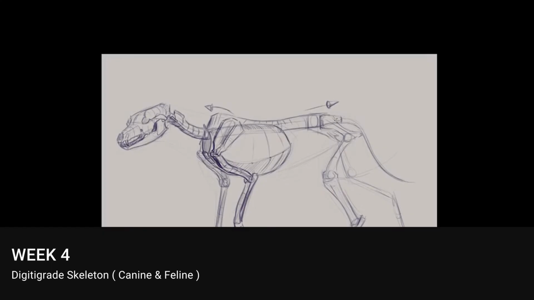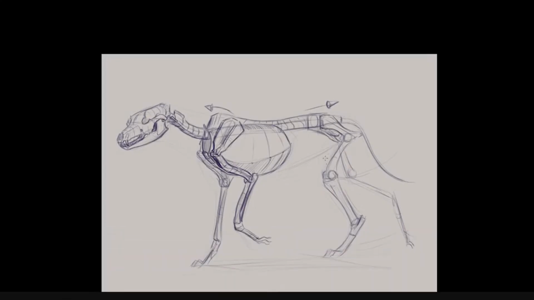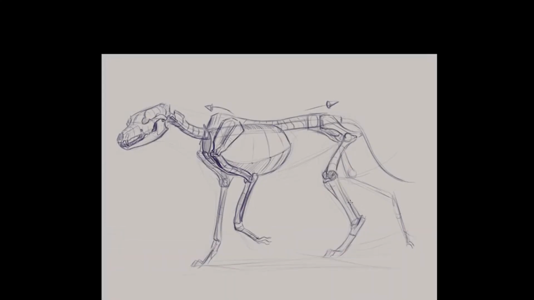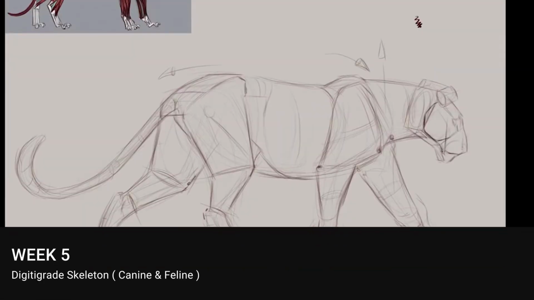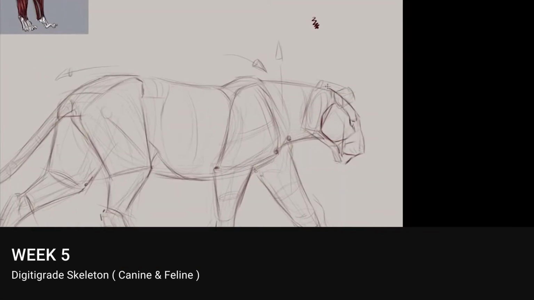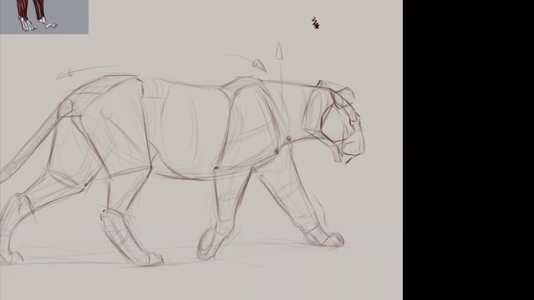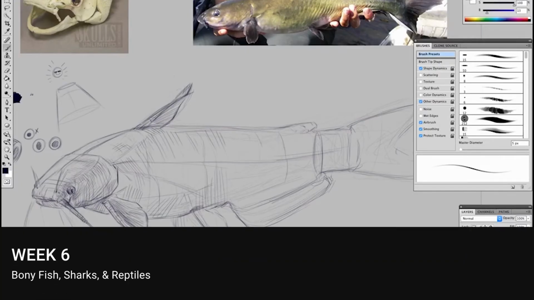Week 4. You will learn how to draw the Digitigrade skeleton of canines and felines, breaking down the forms into simple shapes. Week 5. Digitigrade construction shapes and muscles of canine and feline, understanding the construction of basic shapes and muscle structures within them.